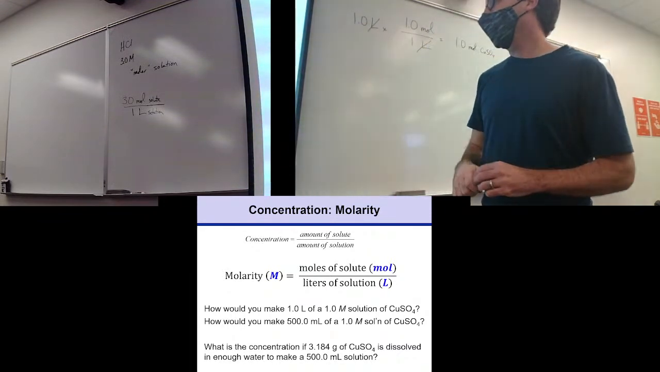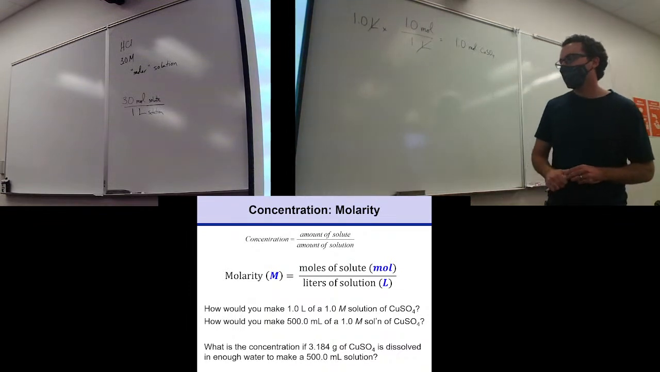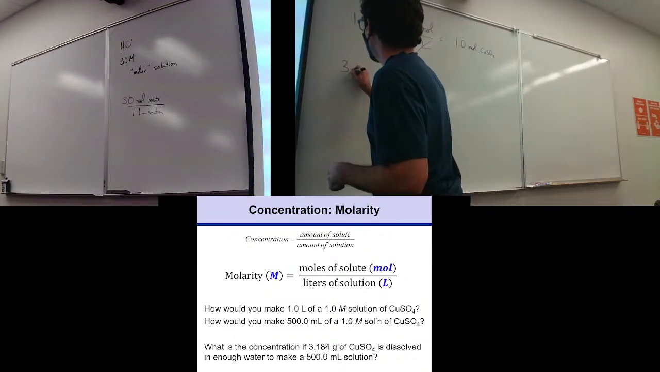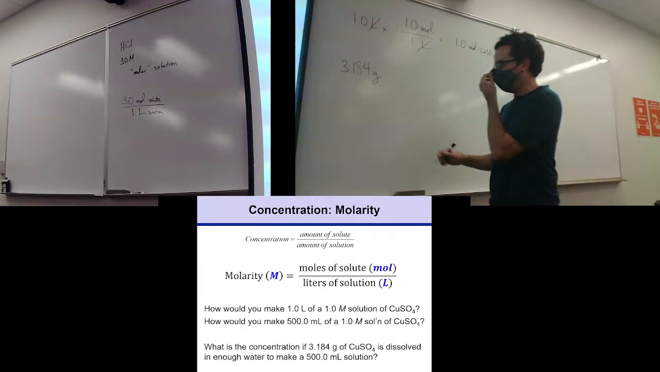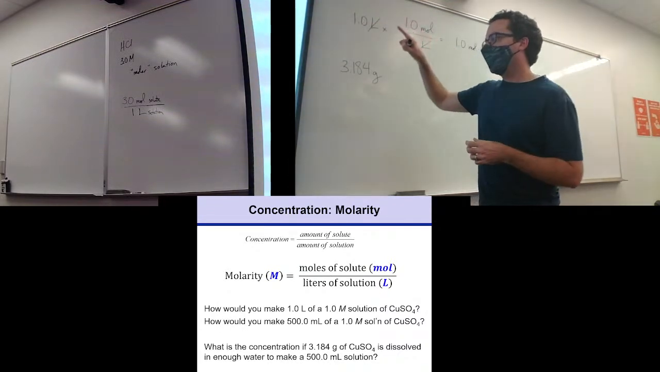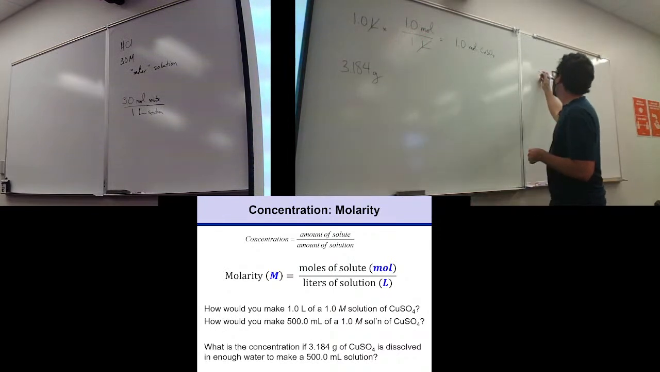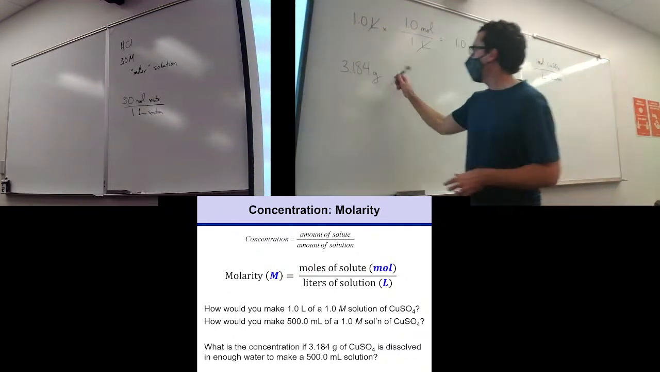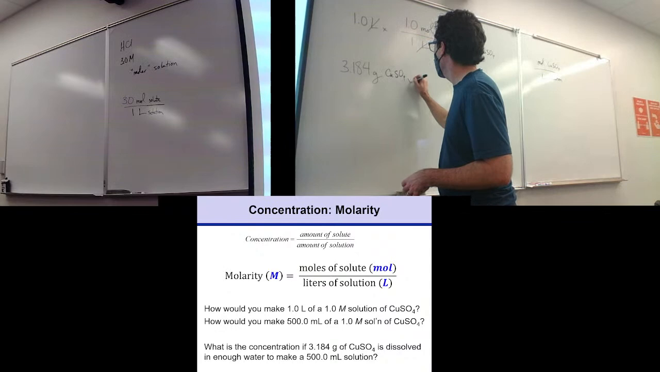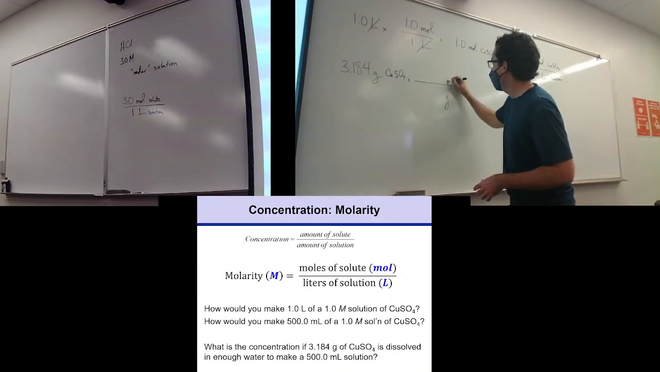What is the concentration if 3.184 grams of copper sulfate is dissolved in enough water to make 500 milliliters of solution? So let's do that. If I've got 3.184 grams of copper sulfate, I want to make a concentration. So concentration is moles of the solute, copper sulfate, over liters of total solution. So I need the moles of copper sulfate. So let's convert my grams of copper sulfate to moles. I'm going to use molar mass to do that.